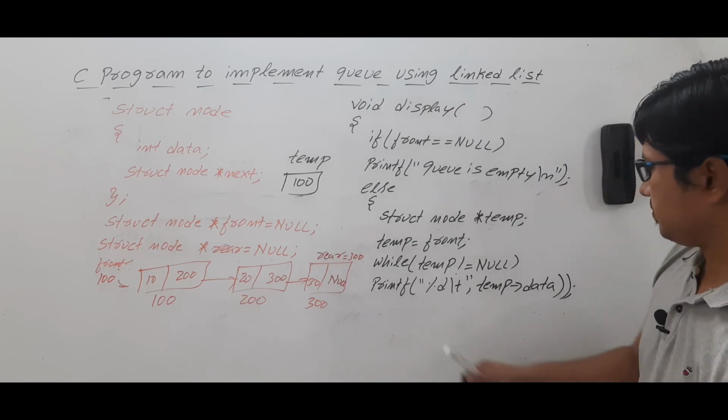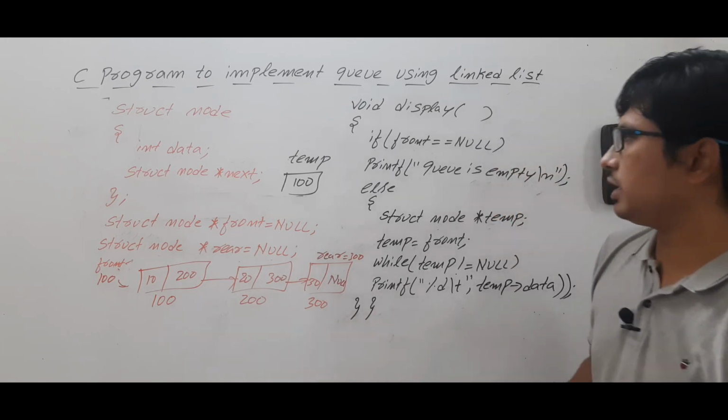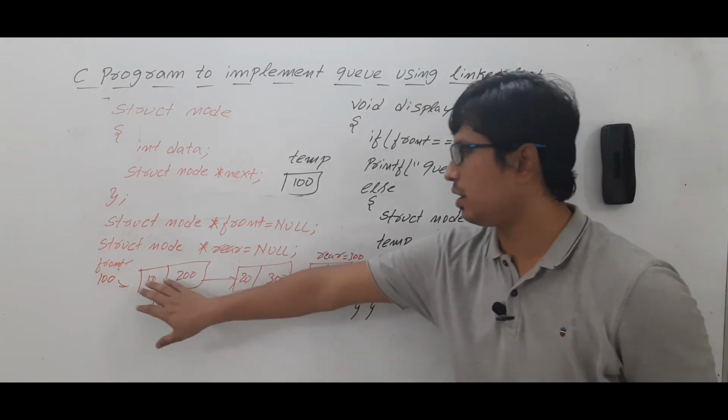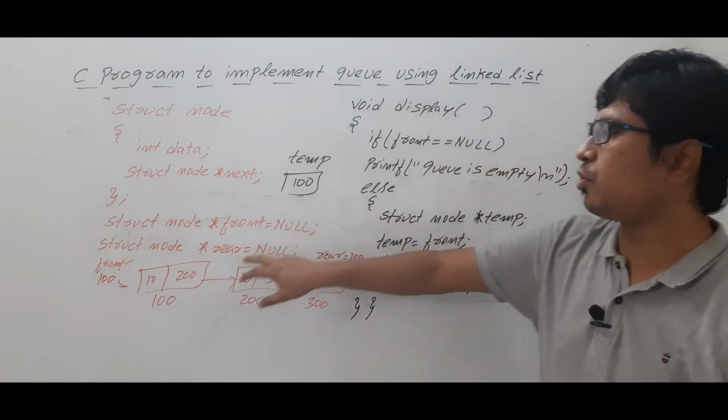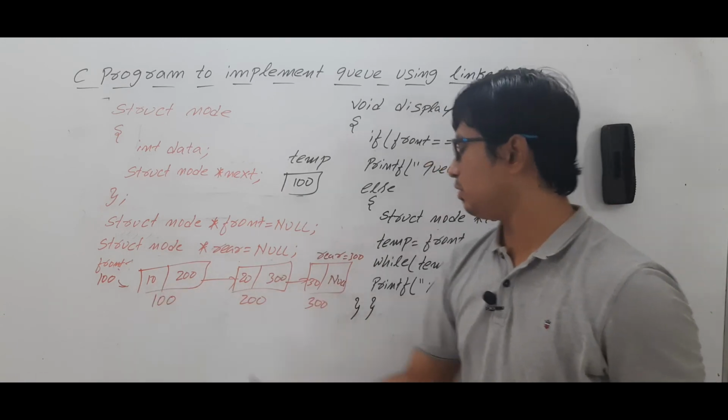Is it clear? Close the else block, close the display function. Now let me discuss with a simple example. You have 3 elements. So temp is pointing to the first element. So temp of data. Now look at here.